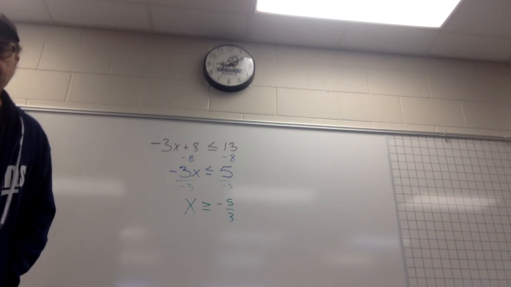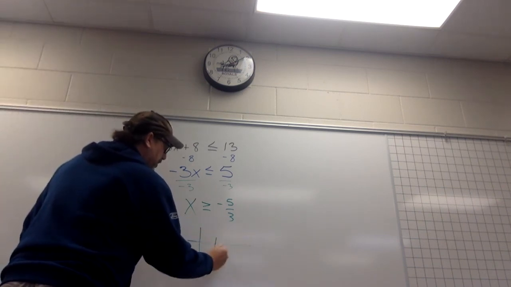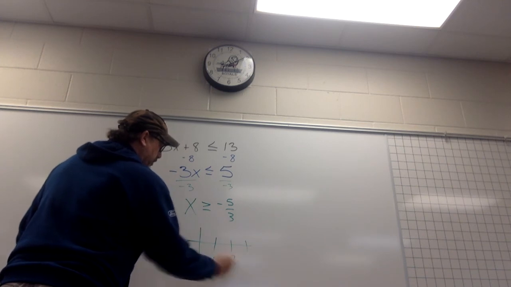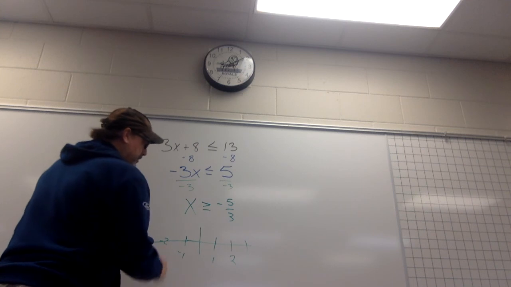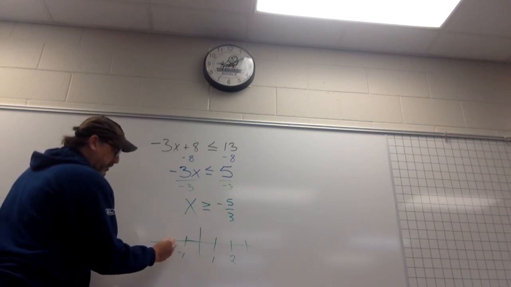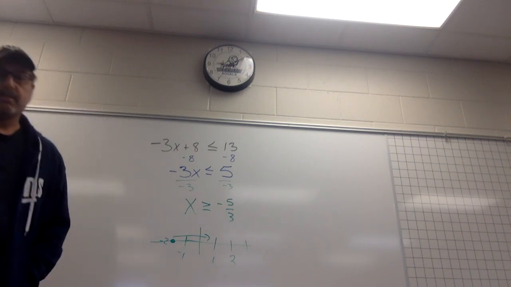Cool. If we were to look at a number line of that, we would go 1, 2, -1, -2. That is between 1 and 2, a closed circle, and it would go like that. So there, folks, is lesson 2.1.